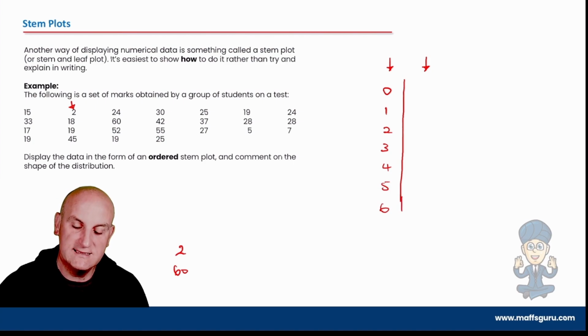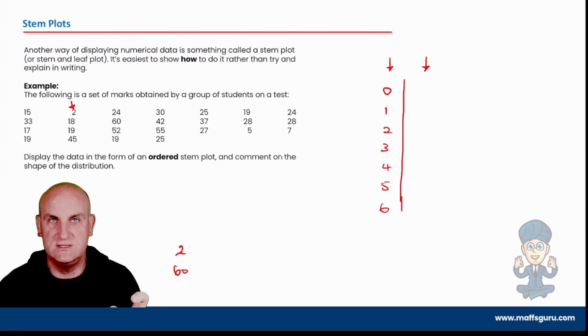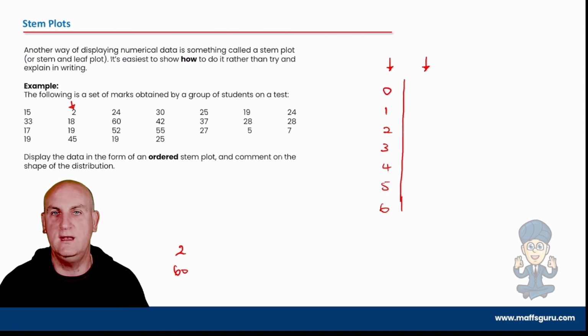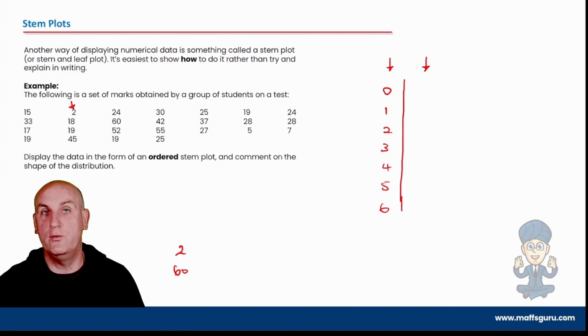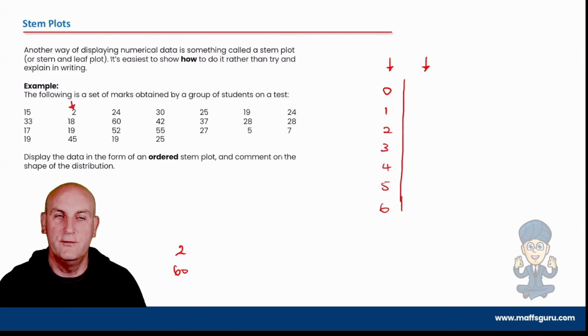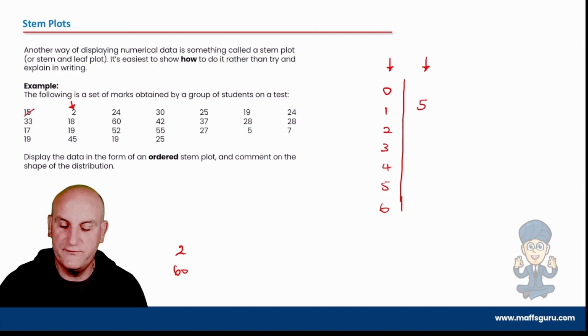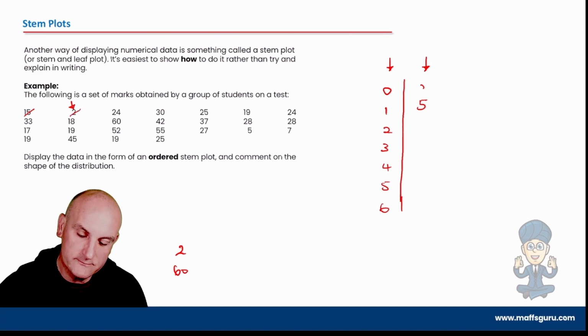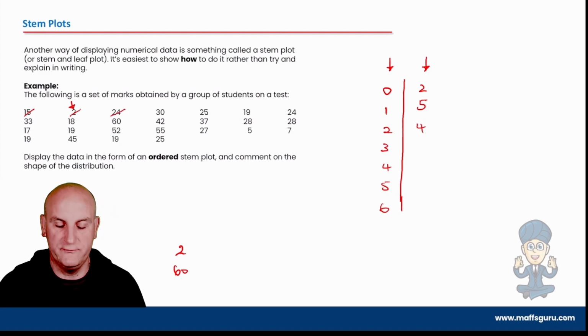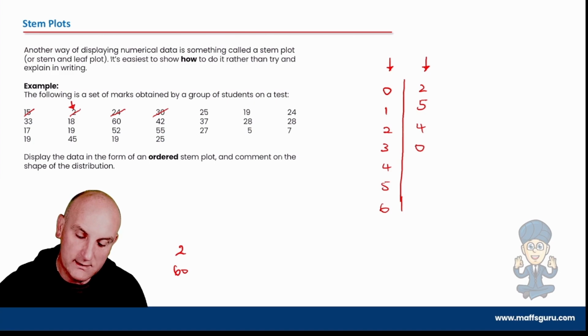Now basically that 0 stands for all the single digit numbers. So 1, 2, 3, 4, 5, 6, 7, 8, and 9. This 1, I'll show you, stands for all the numbers from 10 to 19, the 2 from 20 to 29, and so on. So here we go. First number is 15. So I'm going to go to the 1, and I'm going to place a 5 there. That number now stands for 15. 2, I'm going to put a 2 here. 24, I'm going to put a 4 here, all right? Because the 2 and the 4 goes 24. 30, 3 and a 0. 25, I'm going to put a 5 there. 19, I'm going to put a 9 there.